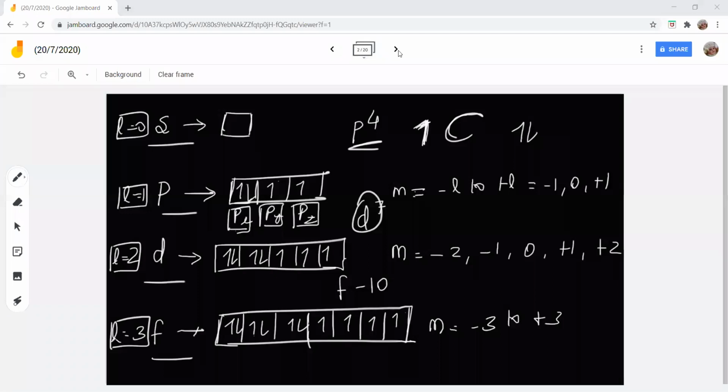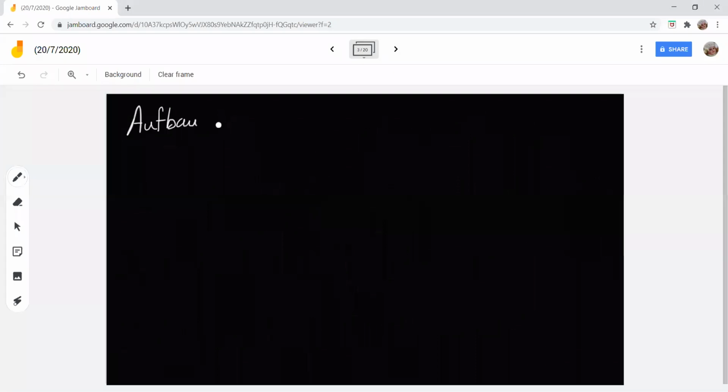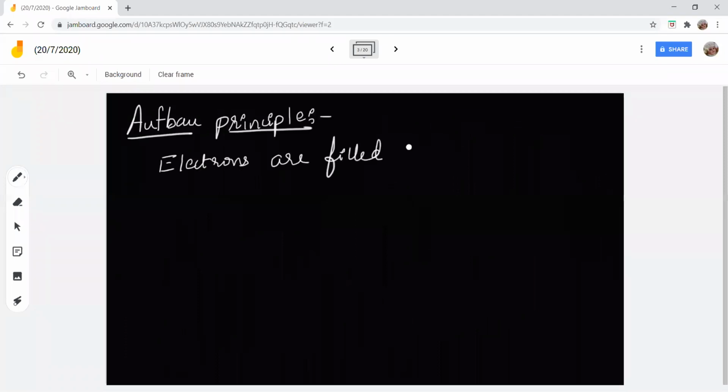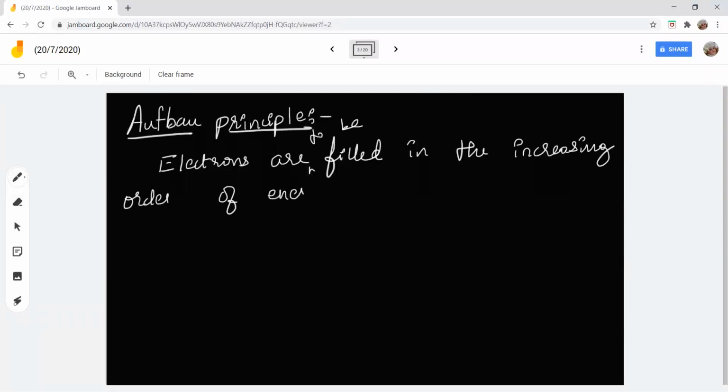Okay. So next rule that we are going to see is about Aufbau principle. In Aufbau principle, how we fill electrons is, electrons are filled in the increasing order of energy level. That is n plus L value, increasing order of n plus L value.